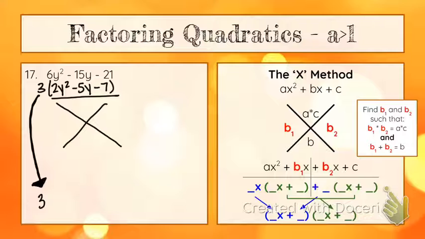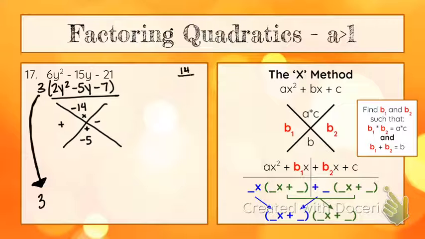So a times c is 2 times negative 7. That's negative 14. Our b value is negative 5. We want to multiply to get negative 14 and add to get negative 5. If we need to multiply to get a negative, that means we're going to have a positive and a negative.